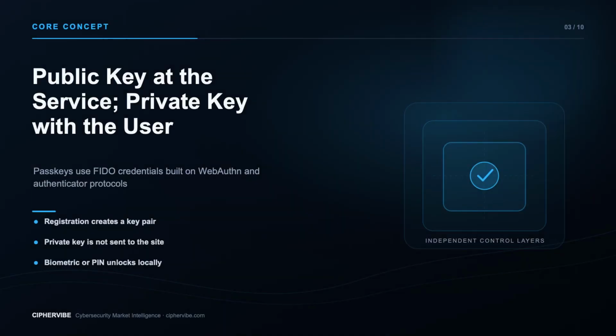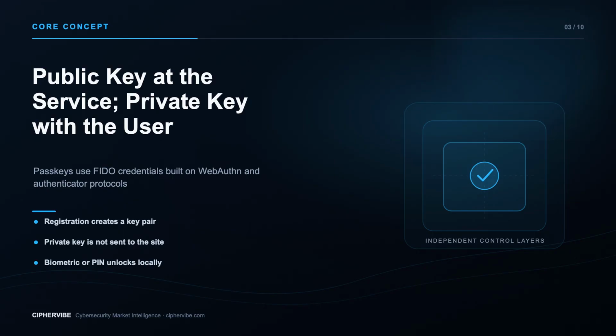During registration, an authenticator creates a unique public and private key pair for that account and service. The service stores the public key. The private key remains under the control of the authenticator or passkey provider. It may be device-bound, or it may be protected and synchronized across a user's devices.